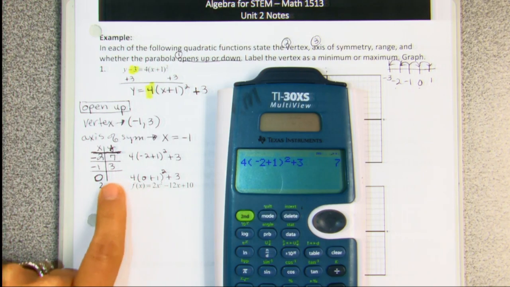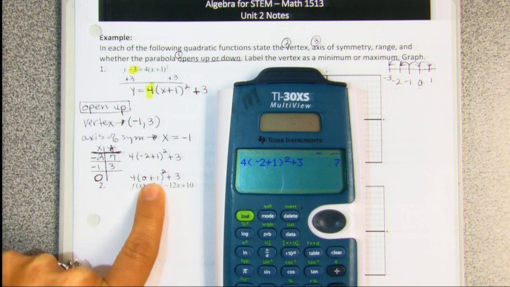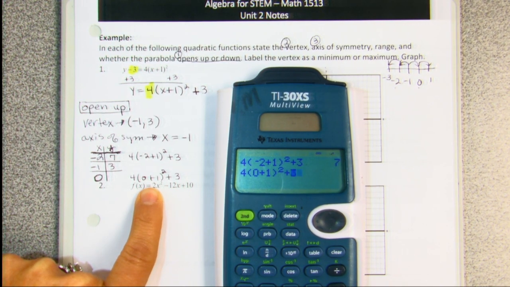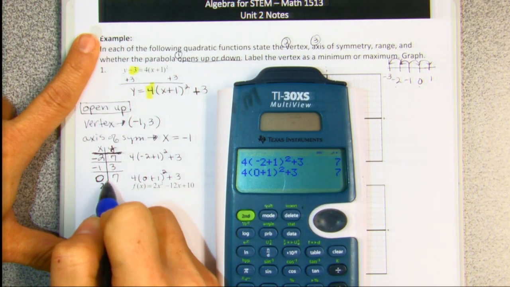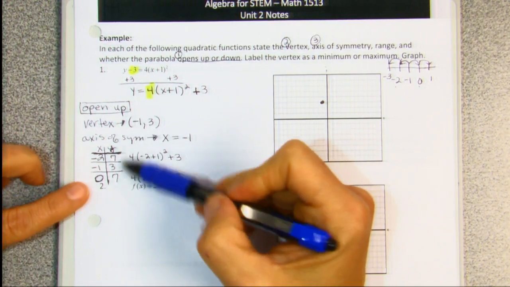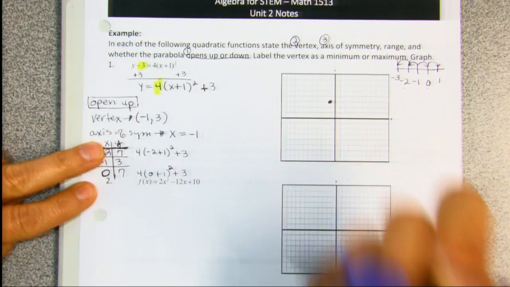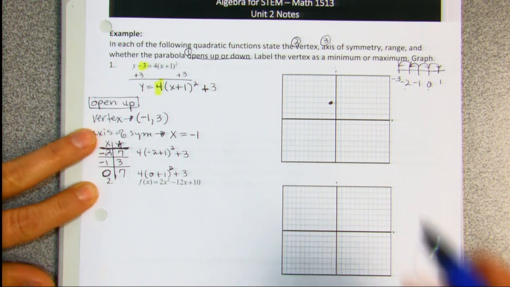And then let's do this. It should be 7 since I chose the same distance to the right and to the left. So 4 times, I'll still type in (0 plus 1) for fun, squared plus 3 is 7. If you understand what I'm saying, your y part would be the same, so really you could just figure it once and know that that one would also be 7. But it didn't hurt to check it.